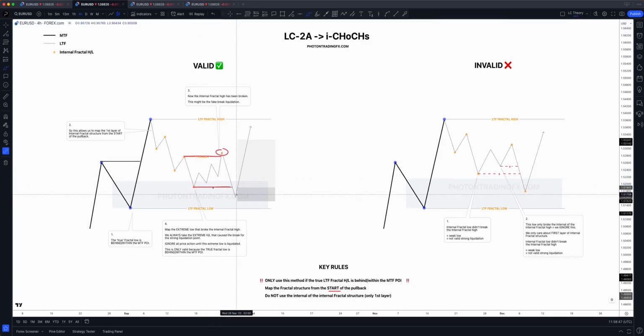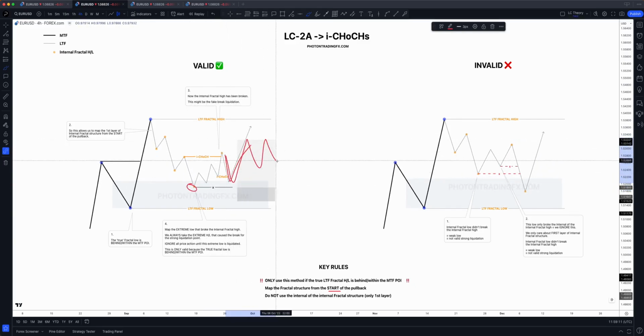If price comes down like this, I'm going to draw it, hang on, okay? And breaks this low, that is actually a bearish internal change of character because that's the first layer of internal structure still, because this is the low that broke that high. It's the nearest internal low. But because we've already had that first fake break here, we're now not caring about that and we're waiting for the extreme liquidation point to occur. So if this happens, that's not a valid trade.